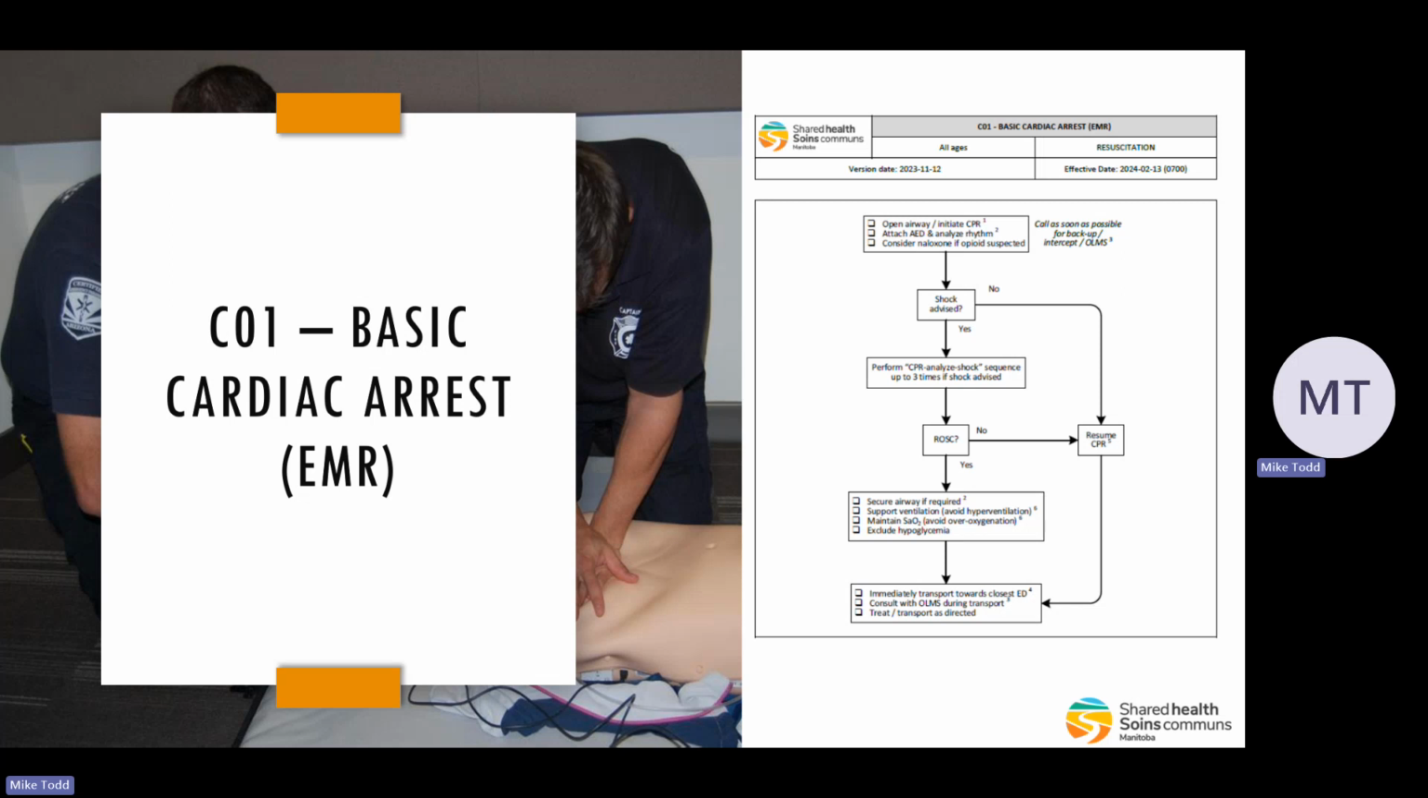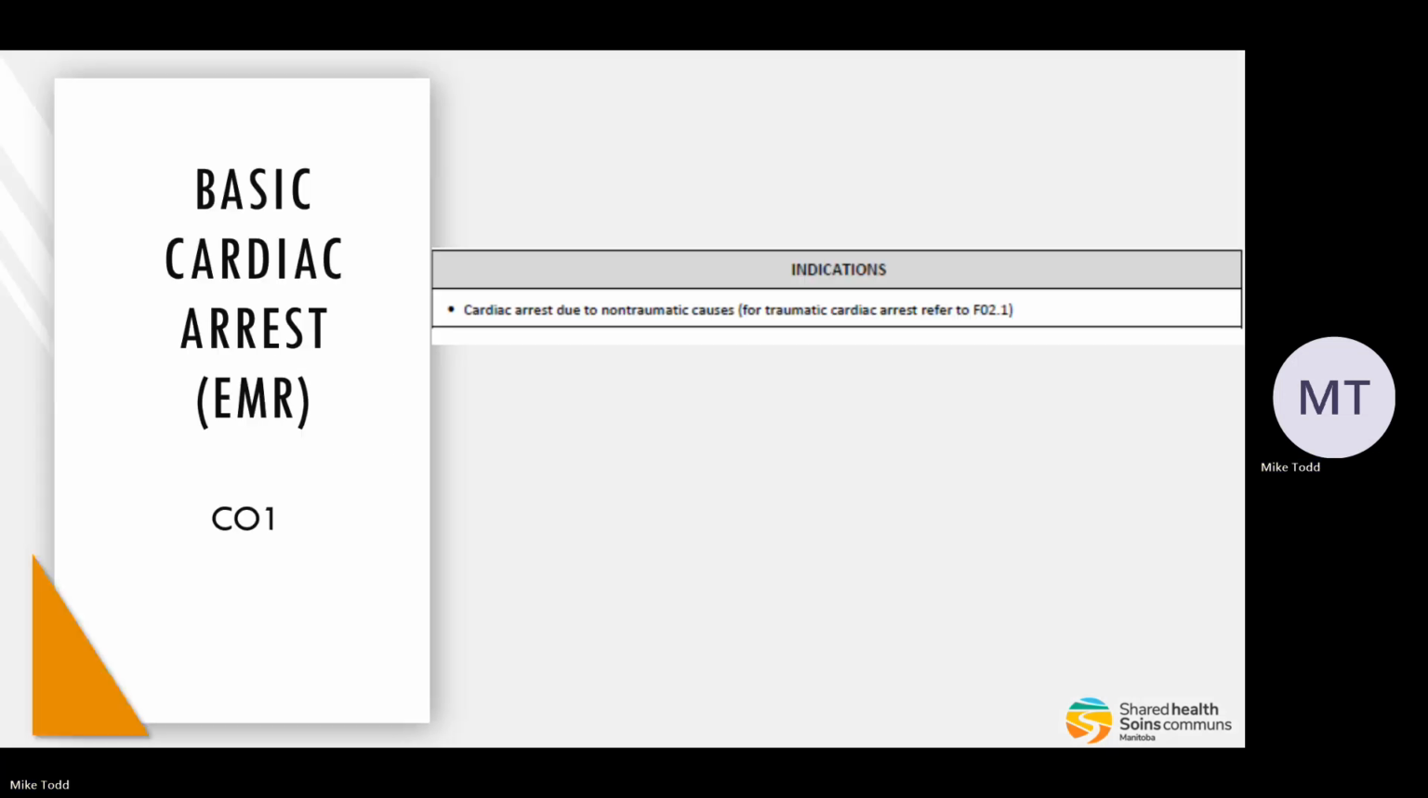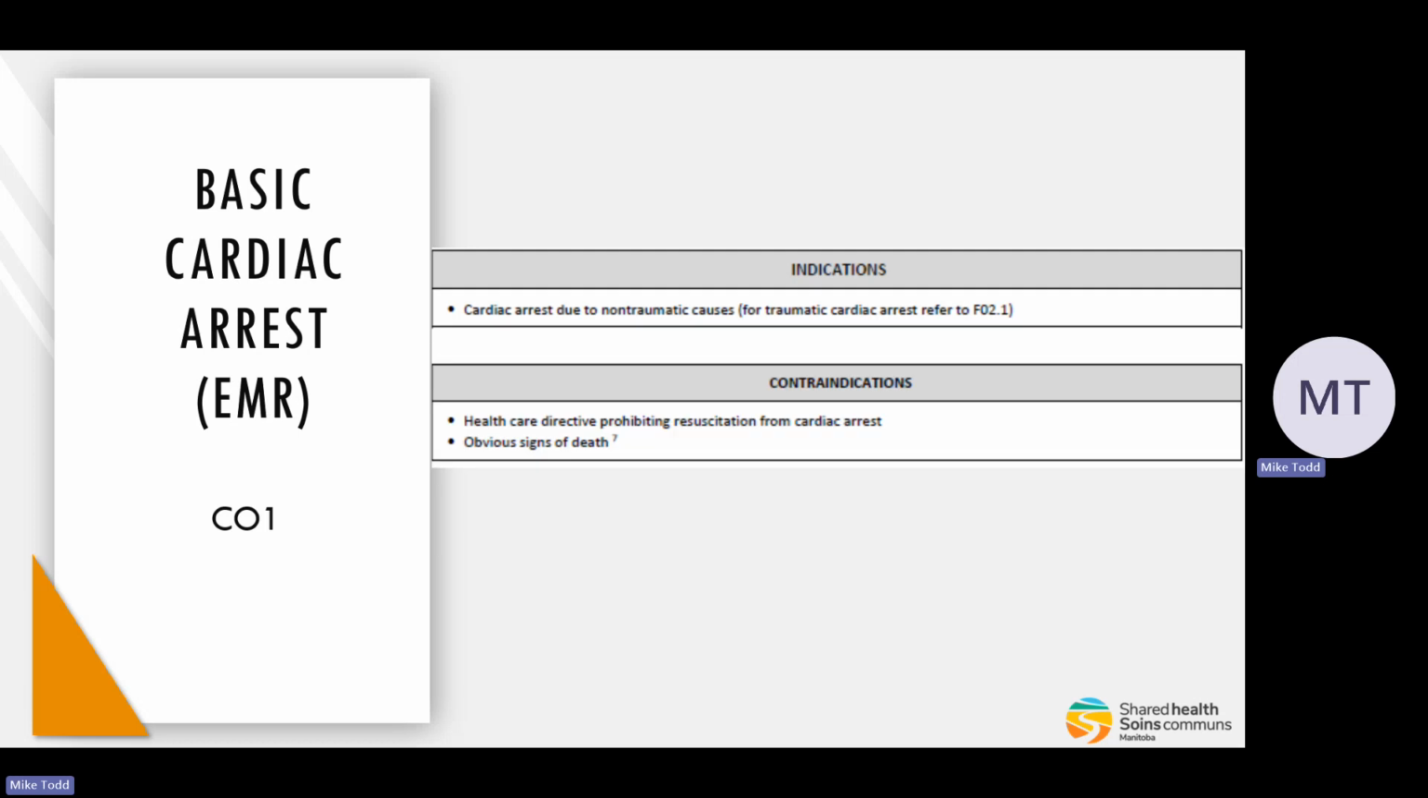So the first one we're going to look at is C01 basic cardiac arrest. And this care map is used by EMR. So this one is just basic BLS resus. So indication for use of this care map is cardiac arrest due to non-traumatic causes. There is a new trauma arrest care map, which we'll be covering in this lesson, F02.1, to cover traumatic cardiac arrest. So if it's a traumatic cardiac arrest, we ask that you refer to that care map, but for all other cardiac arrests, this would be the one to go to.